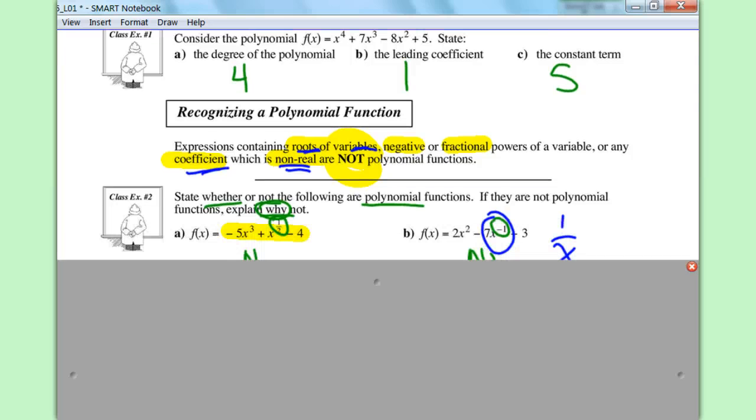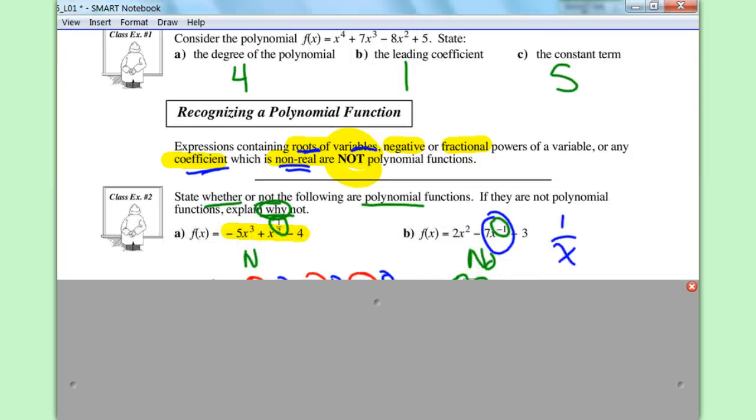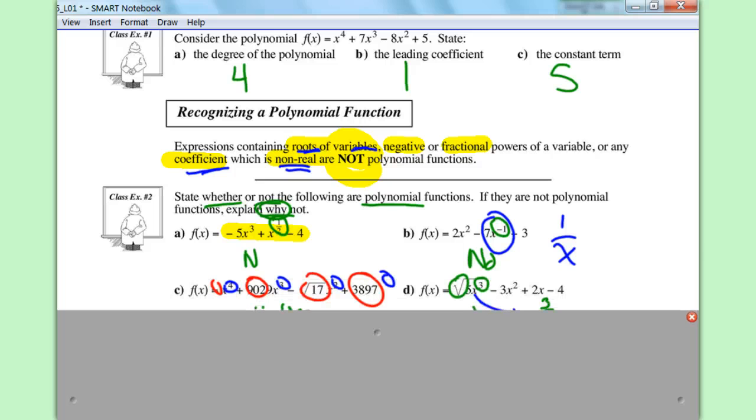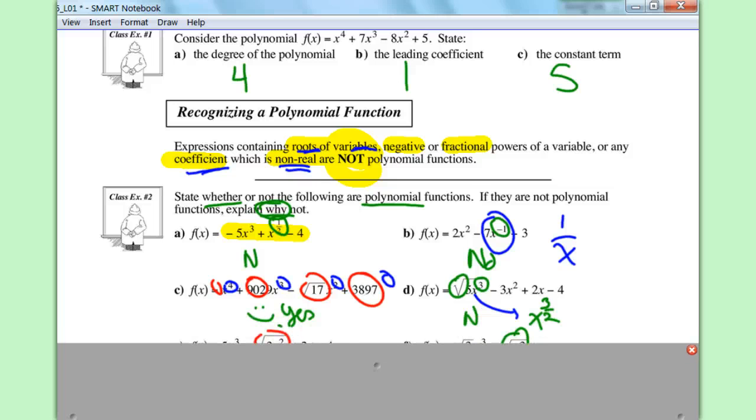Okay, the first one is not a polynomial, because it has a rational exponent in the power. You can't have that. Number 2 is not, because it has a negative power in the top, which makes it 1 over x. That doesn't make it a polynomial; it's a rational function. In C, we have some weird coefficients, but that's not what makes it not a polynomial.